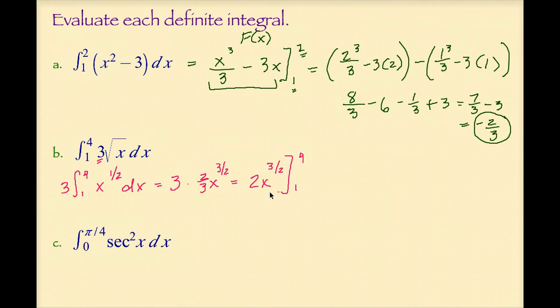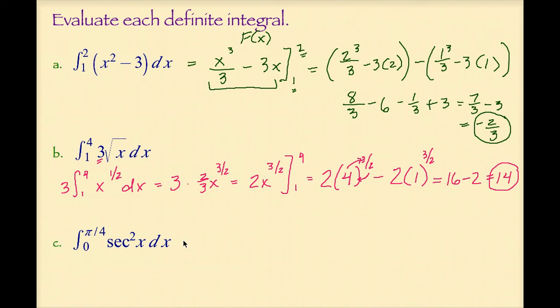Now, to evaluate the antiderivative, we plug 4 in for x and then 1 in for x and subtract the two. So this will be 2 times 4 to the 3/2 minus 2 times 1 to the 3/2. When we take the square root of 4, that's 2, cube it, that's 8, times 2 is 16, and then minus 2 times 1, which is 2, gives us a value for this definite integral of 14.